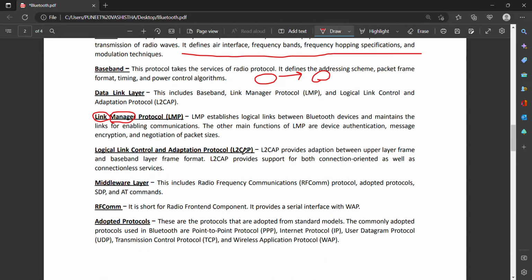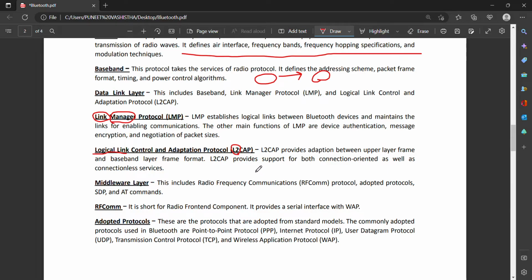Why is this L2CAP? L2 is defining logical link, the L two times, right? Logical link control and adaptation protocol. So this is the layer between the upper layer frame and the baseband layer. L2CAP provides support for both connection-oriented as well as connectionless services.